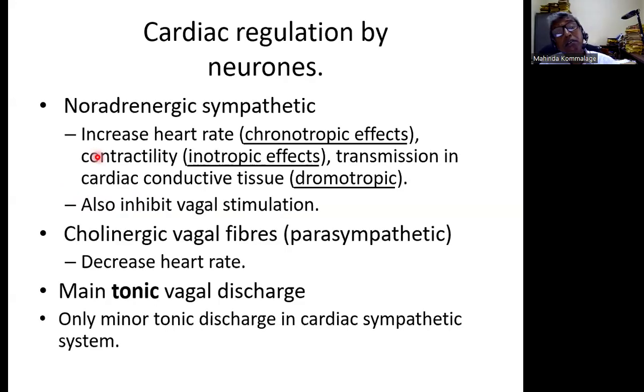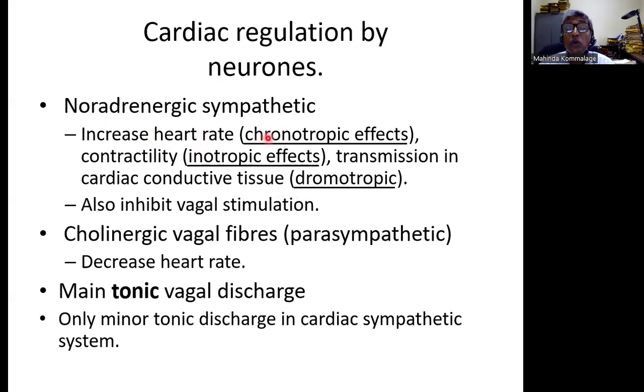So the heart can be regulated again through the nerves as well as hormones. Right? For the regulation of the heart, or cardiac regulation, we have noradrenergic sympathetic supply. That means the sympathetic nerve secretes noradrenaline. The sympathetic nerve fiber will go to the heart, secrete noradrenaline, act on receptors and do a few things in the heart. So what are the things that it will do in the heart? It increases the heart rate.